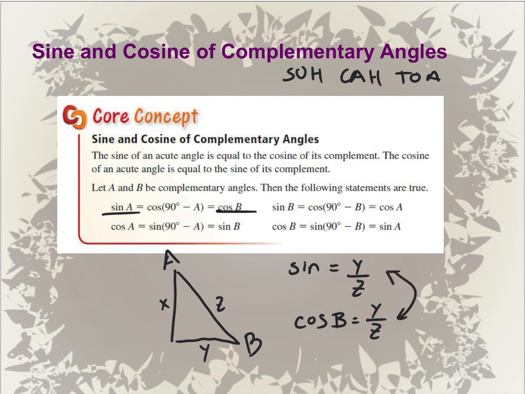The opposite functions are always going to be equal to each other. The same if we do the cosine of A, it's going to be equal to the sine of B. It's always going to be opposite to each other, as long as they're complementary, which in this case they will be because this is a 90-degree triangle. So angle A and angle B must always add up to 90.